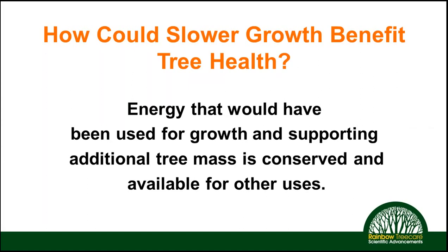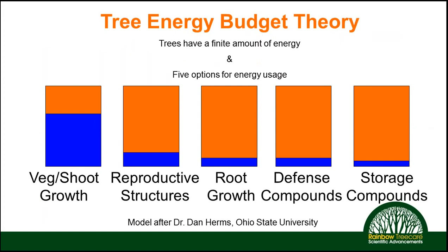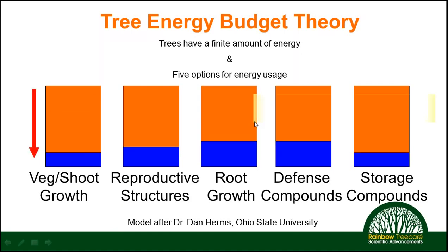And so here's a theory that's sort of set up by Dan Herms at Ohio State. These trees have a certain amount of energy, and most of that energy goes into the vegetative growth, shoot growth. Trees grow branches, they grow leaves. The leaves produce starches and sugars to feed the tree. And part of that energy goes into some other areas of the tree as well.